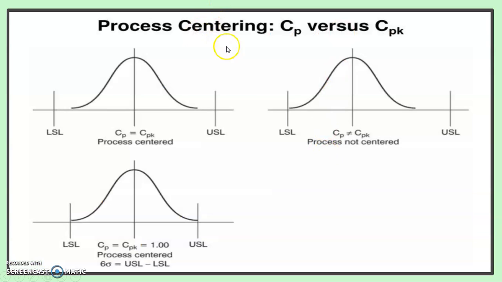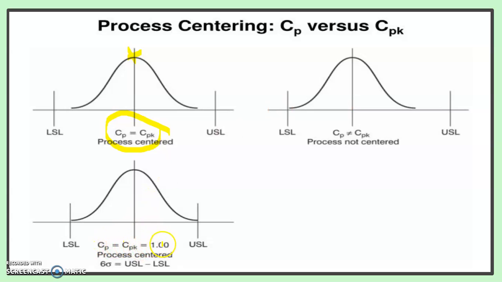Process centering. This is almost the same as the previous graph, but I can explain it in more detail. CP and CPK are equal, which means they meet the requirements and the mean of your process meets the target of your customer. So the CP is equal to CPK. When your CP is not equal to CPK, that means your graph is shifted to the right or to the left.